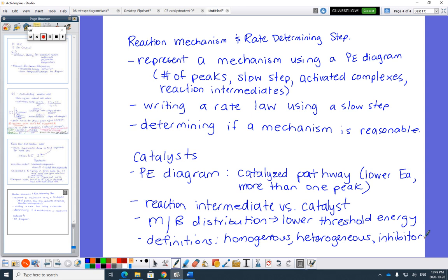And then for Maxwell-Boltzmann, the threshold energy is going to be lower. And then we just did some definitions: homogeneous catalyst, heterogeneous inhibitor. Okay, so I think you have lots to do. So I'm here for you if you have any questions.